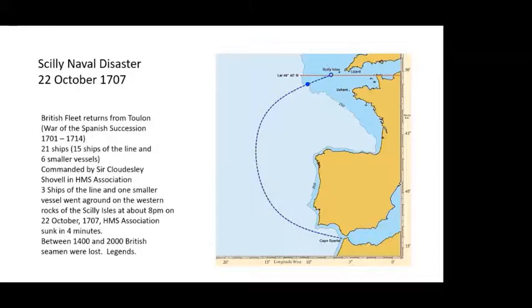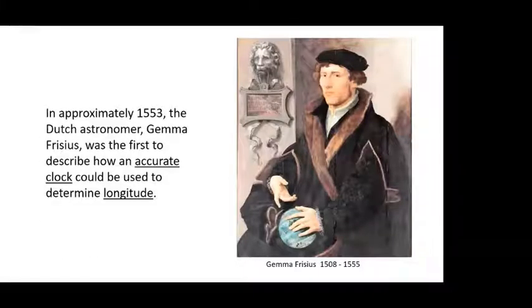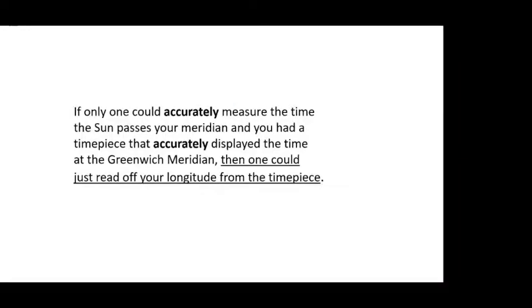Okay, to continue. Many years before that, the Dutch astronomer Gemma Frisius was the first to describe how an accurate clock could be used to determine longitude. He said, if only one could accurately measure the time the sun passes your meridian, and you had a timepiece that accurately displayed the time at the Greenwich meridian, then one could just read off your longitude from the timepiece. As simple as that.